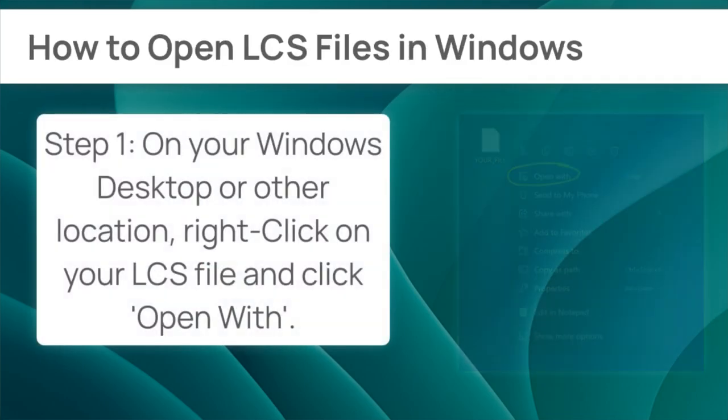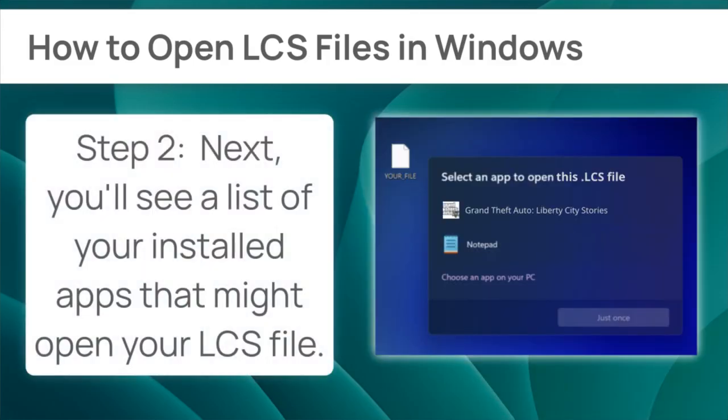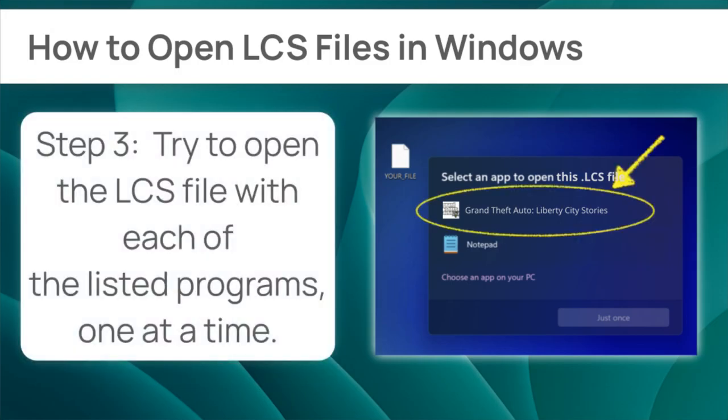We'll begin by checking potential openers. Right-click the LCS file and click Open With. If Grand Theft Auto, Liberty City Stories is present, use that first. If it's missing, select another program. A quick test will reveal the right app.